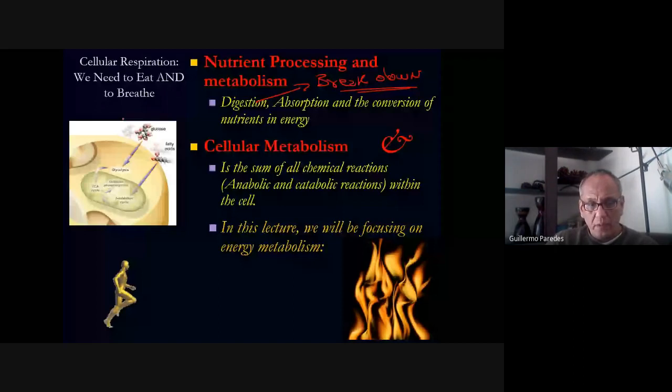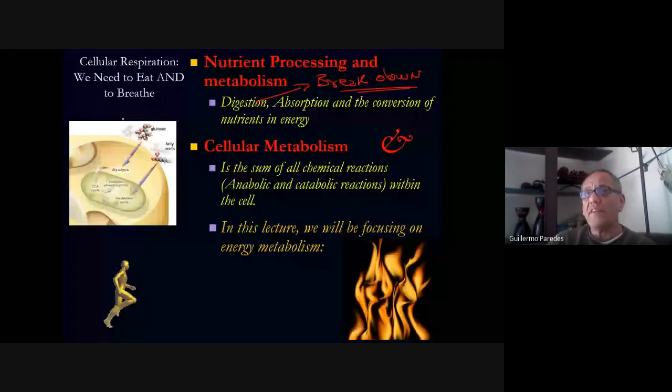We have two types of digestion. One type is the mechanical digestion, and the other one is the chemical digestion. So don't forget that. Mechanical is going to break down the food by chewing, right? Your teeth. That's why you have teeth. Your teeth are going to help break down the nutrients into small pieces. Breakdown.